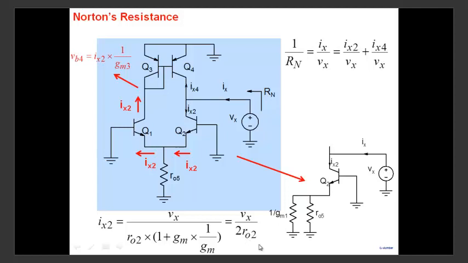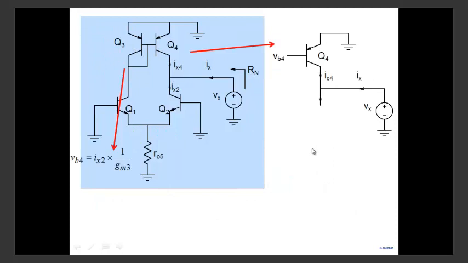All right, you can stop me at any point if there's a confusion. Okay, so Vx by 2R02 here. So we know that what is this current here? IX2. The next thing is, what is IX4? How much is IX4 here?